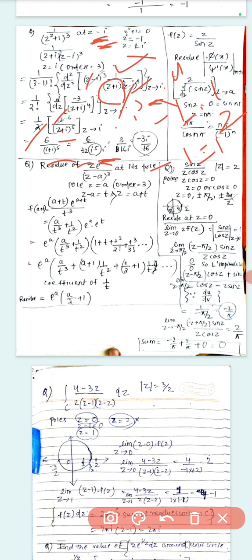is i square. So if I put i square in the denominator, then it cancels out i. So I can write this also as 3 by 16i or minus 3i by 16. Okay.